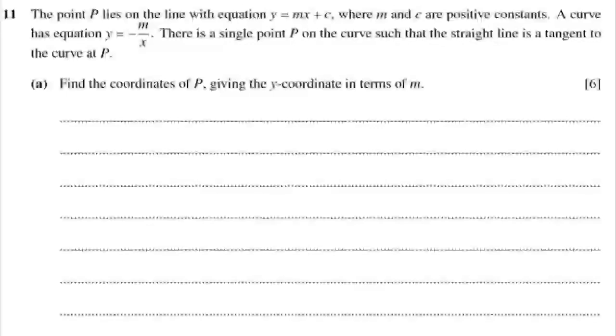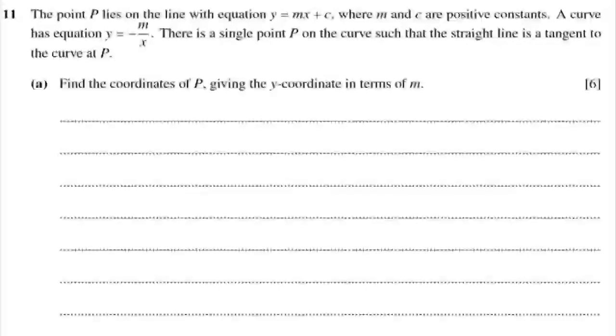Okay, we don't really have numbers to work with. We're going to have to work with the two equations they gave us. y equals mx plus c and y equals negative m over x. The only thing we really know is it's a tangent, and what we know about tangents is they touch the line once.